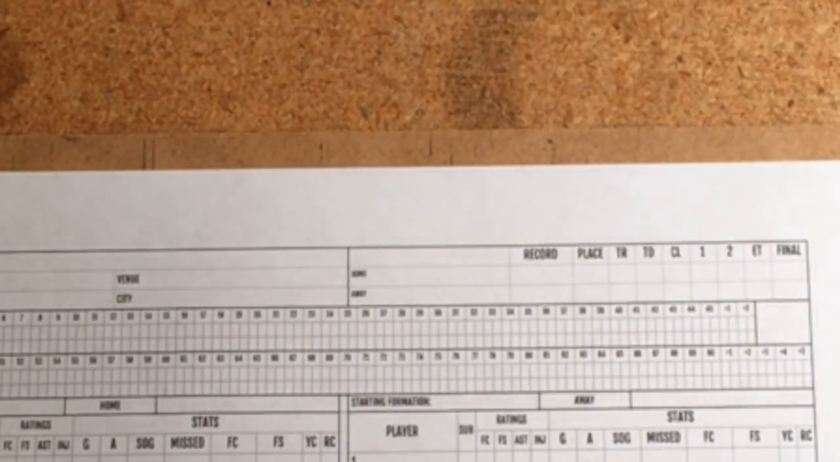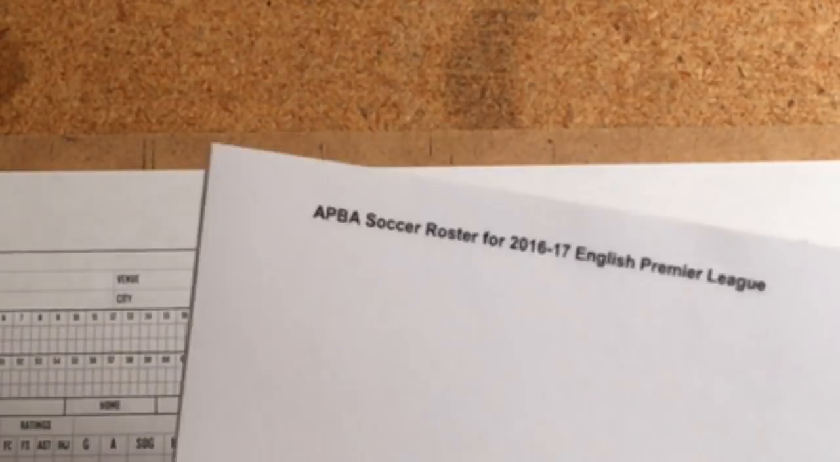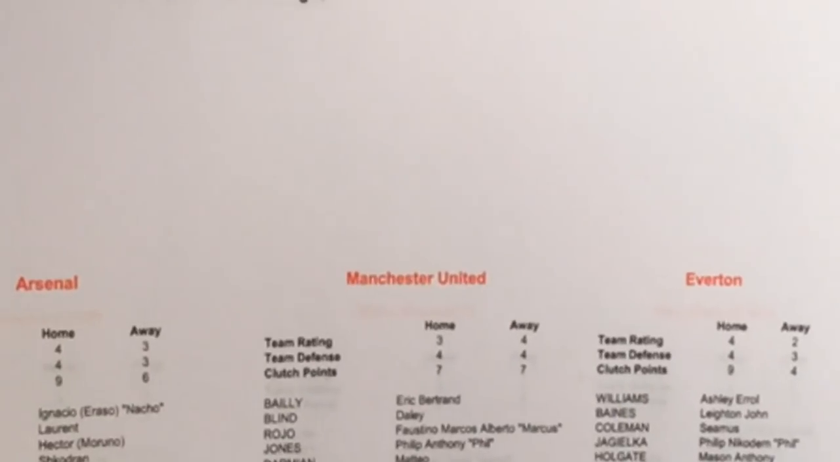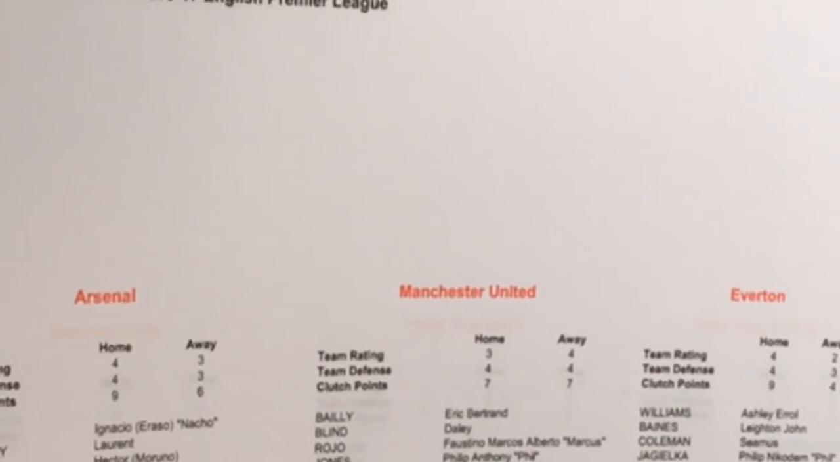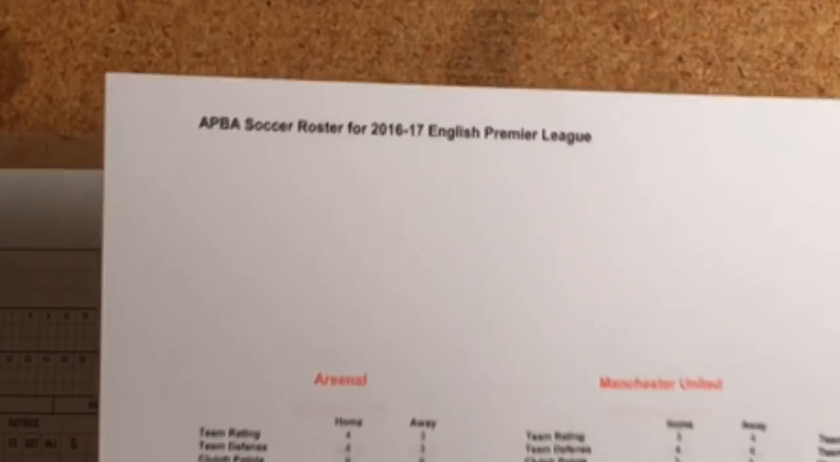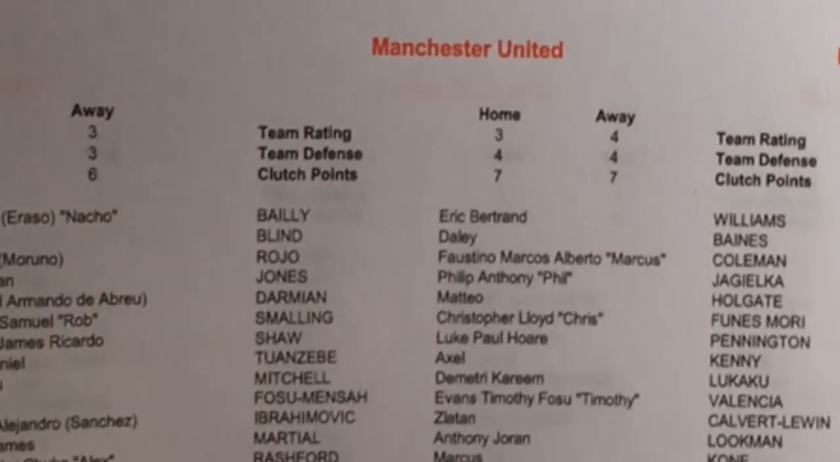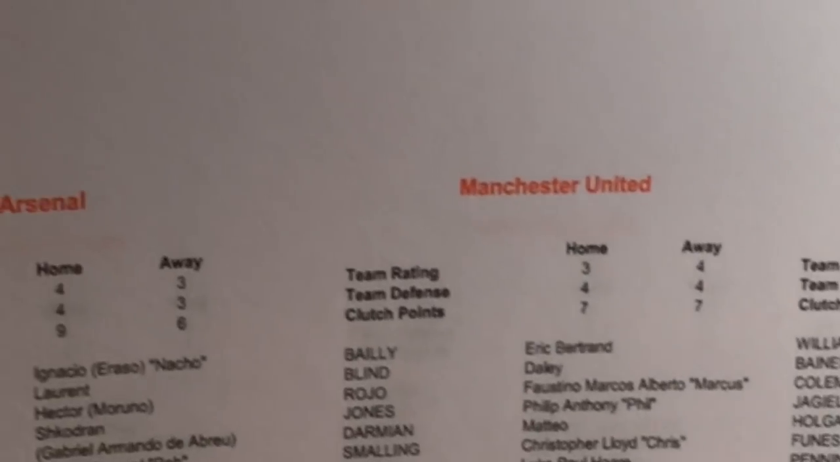So Manchester United, obviously in Manchester, West Ham in London. They play in the former Olympic Stadium from a few years ago. So anyway, the TR is the team rating.